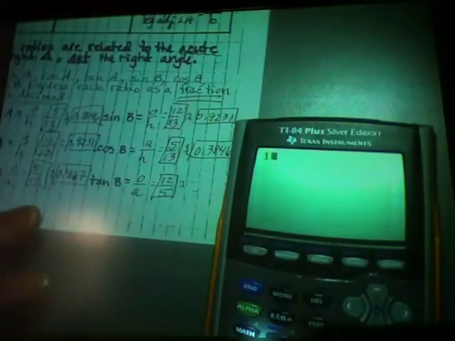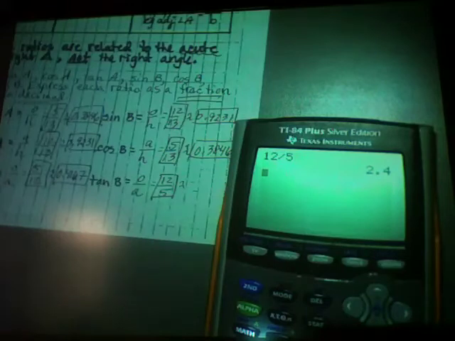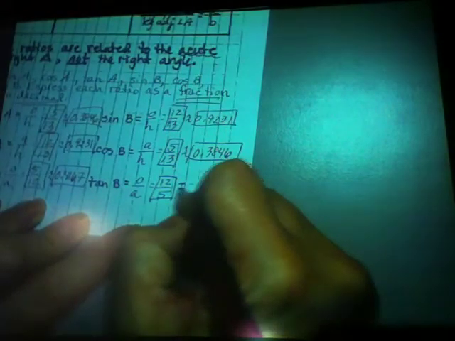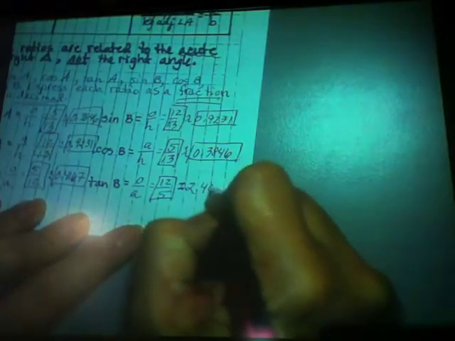So I've got 12 divided by 5, and this time I get 2.4. If I want you to go out to 4 decimal places, how are you going to write it? And this one's actually exact, 2.4000.